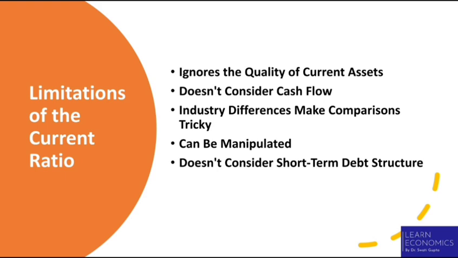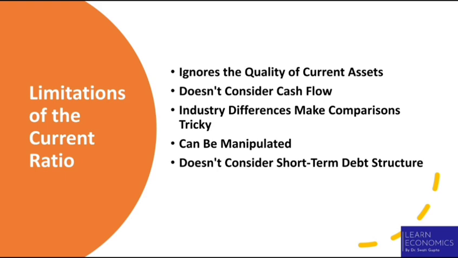Third, industry differences make comparison tricky. Different industries have different working capital requirements, which makes it difficult to compare companies across sectors. Manufacturing and retail companies often have high inventory levels and naturally higher current ratios, but technology and service companies typically have fewer current assets and lower ratios. Comparing the current ratio of a software company to a retail company may be misleading as their business models are completely different.